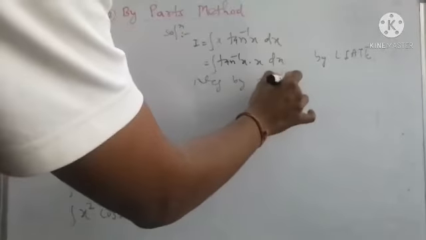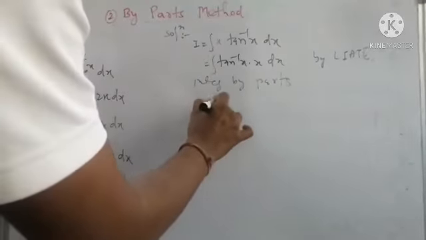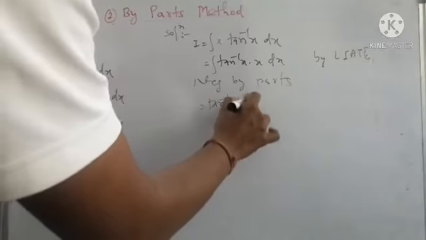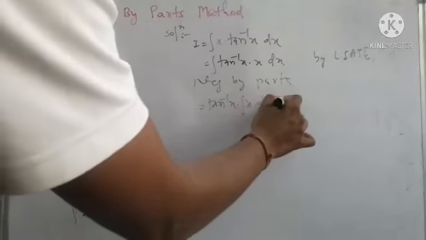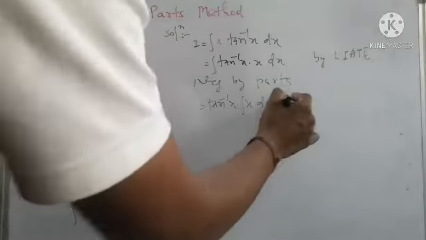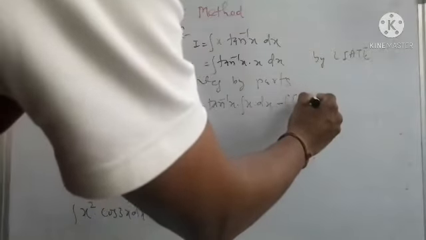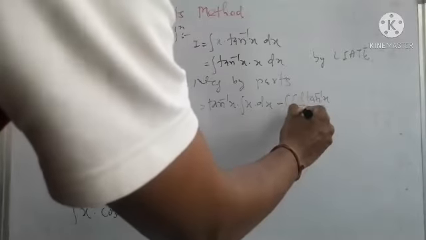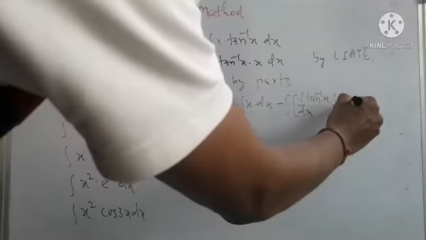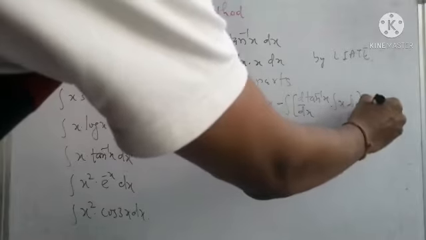So first part is tan inverse x as it is into integration of second term x dx, then minus integration of bracket, in bracket derivative of first function. So d by dx applied on tan inverse of x, so derivative of tan inverse of x with respect to x multiplied by integration of x with respect to x, bracket complete into dx.